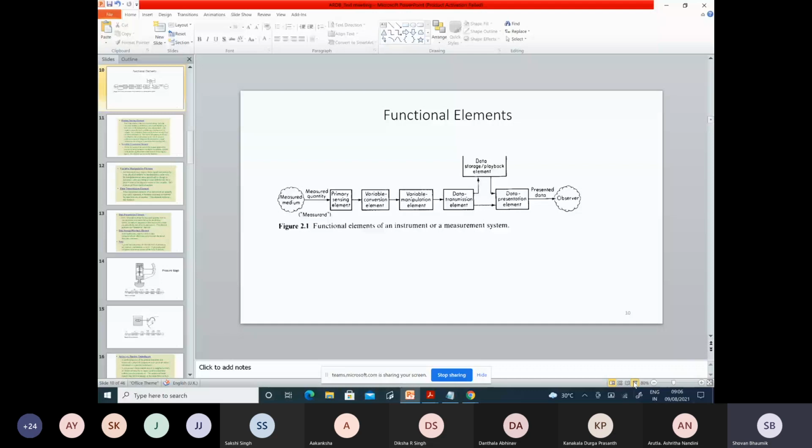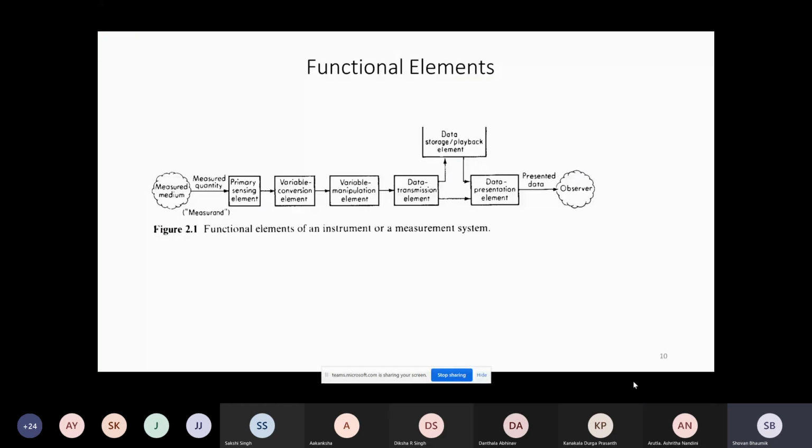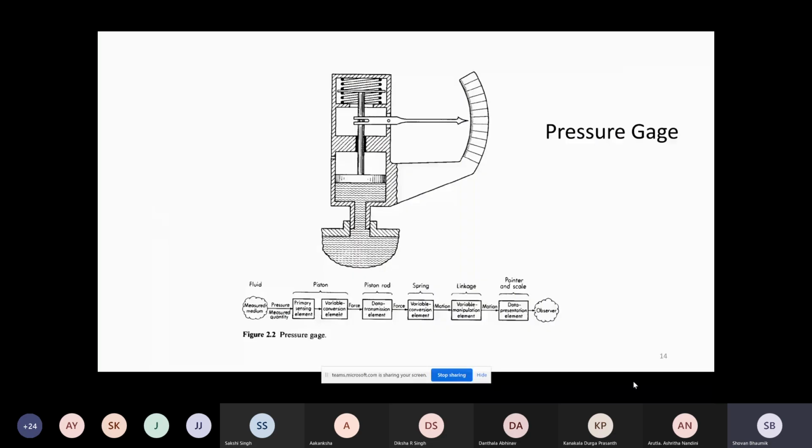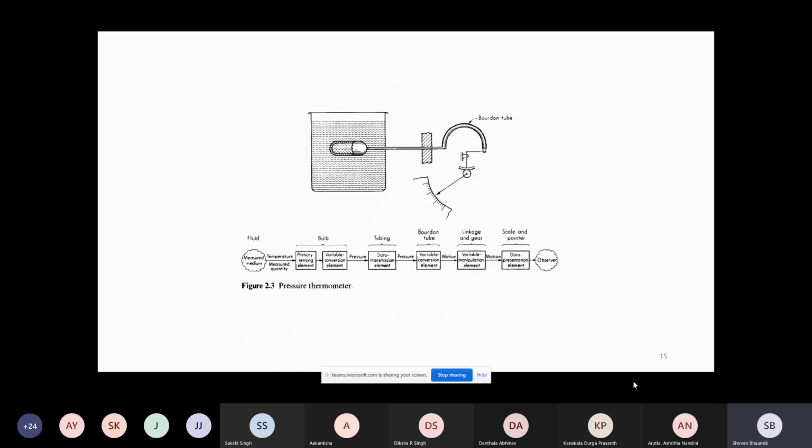Okay, now in last class, what we did, we studied what are the functional elements of an instrument system, and we saw that there are blocks, and I emphasized that all the blocks were not present in the instrument. Gradually I described the different blocks like primary sensing element, variable conversion element, manipulation element, then transmission element, and then I gave some examples like pressure gauge, how you can identify the different blocks like Bourdon tube, temperature thermometer, pressure thermometer.